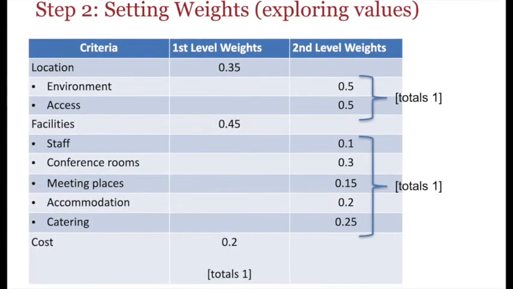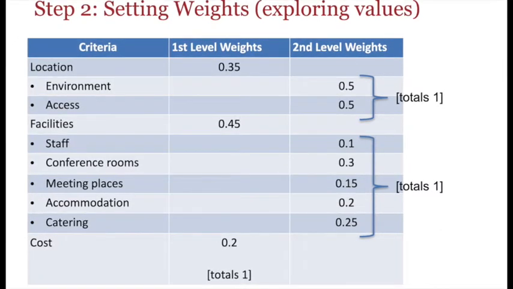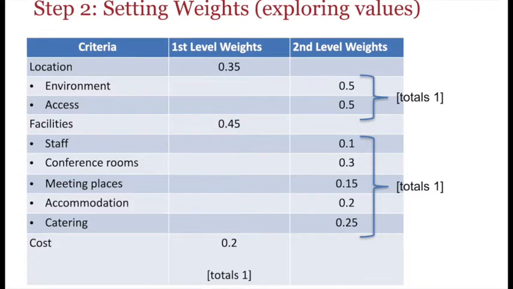Facilities might cover things like staff, conference rooms, meeting places, accommodation and catering. So those might be, in a sense, sub-criteria of the facilities criteria. And then the cost. What we need to do is apply value weights to each of those criteria. So level 1 criteria are location, facilities and cost. We have to put some kind of weighting on those 3 criteria: location, facilities and cost.